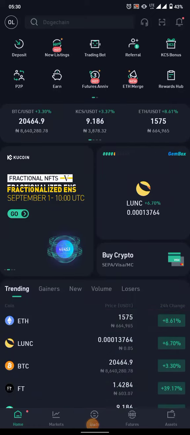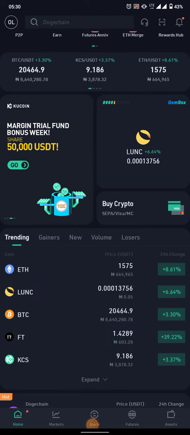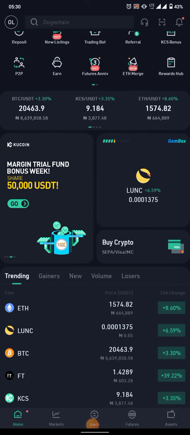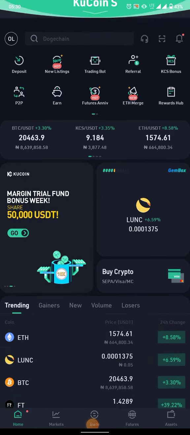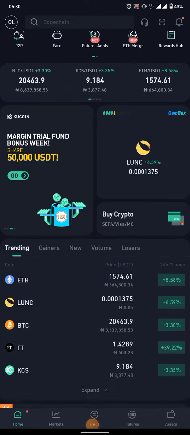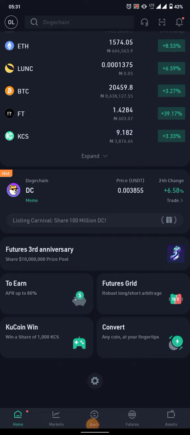So today we'll be looking at types of orders. And for the explanation, I'll be using this app, KuCoin. This KuCoin is similar to other centralized cryptocurrency exchanges like Binance, Bybit, and others that you know. Okay, so today we'll be looking at types of orders.